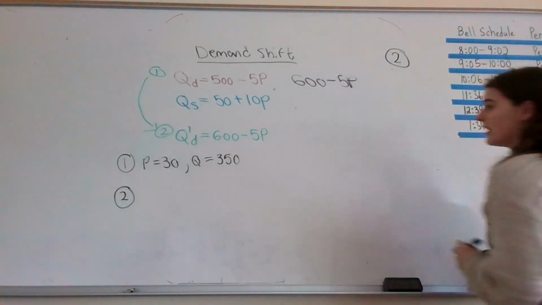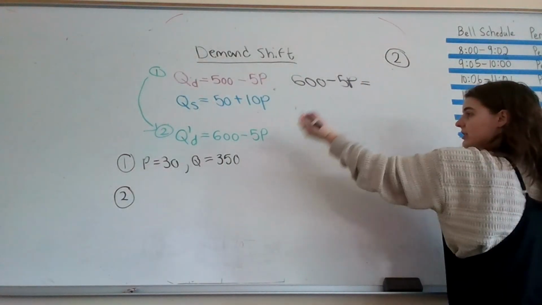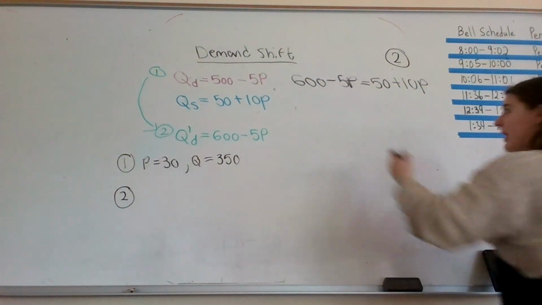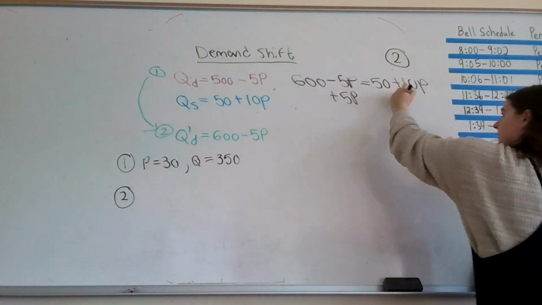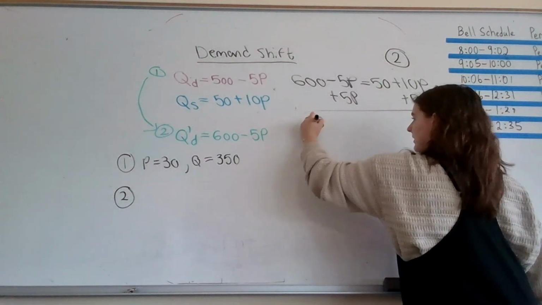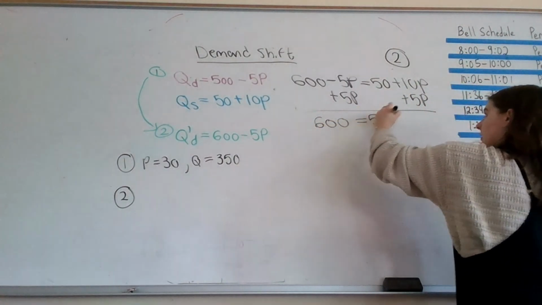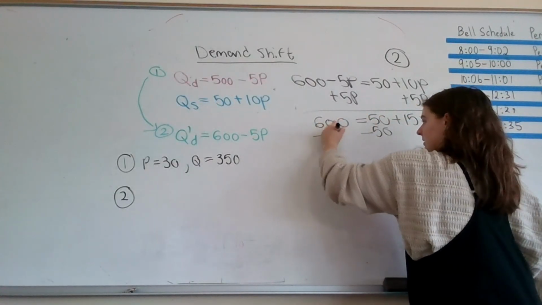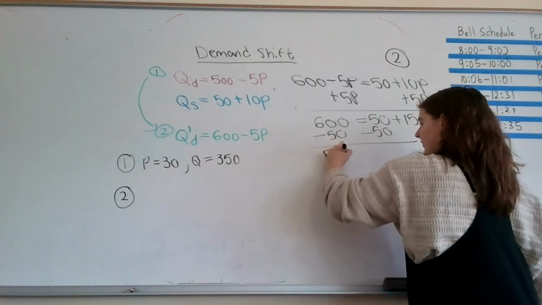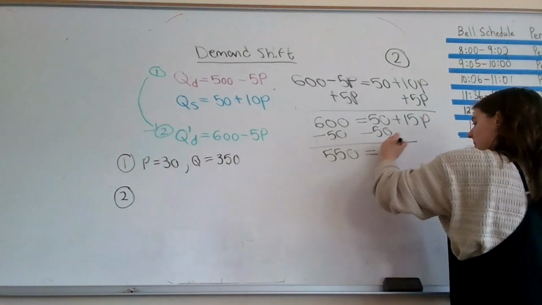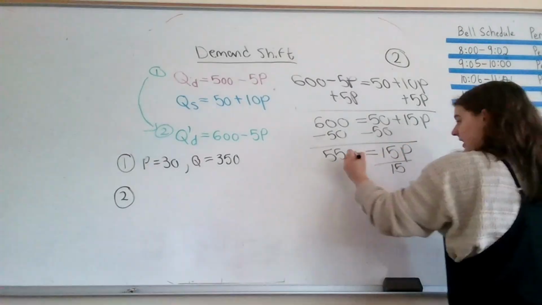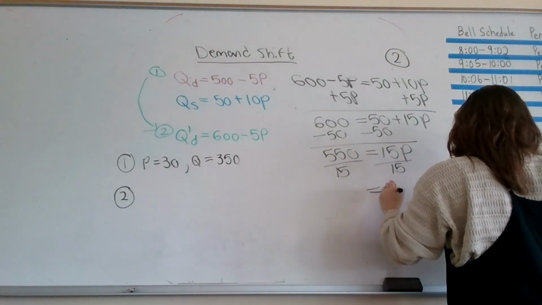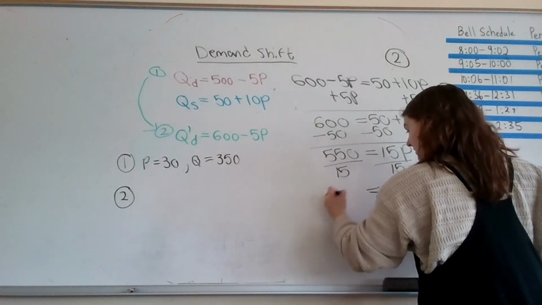So we got 600 minus 5p, that's got to be equal to our supply. Our supply is 50 plus 10p. Same exact math. Add 5p. We get 600 equals 50 plus 15p. Subtract this 50 from both sides. So we're going to have 550 equals 15p. Then we have to divide both sides by 15. And that's going to give us a price of about $36.67.